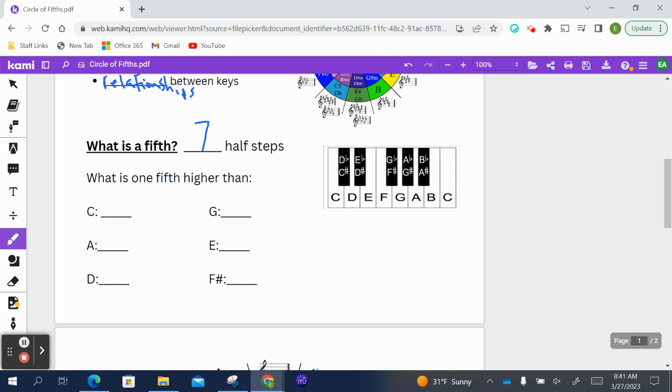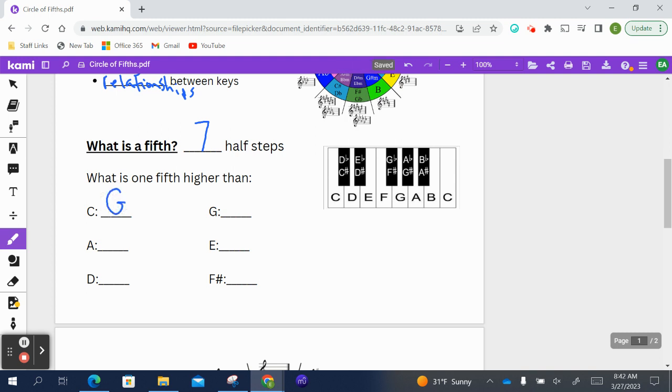The first question is, what is a fifth higher than C? So here's the note C. We've done a lot of half step and whole step practice. Let's go up 7 half steps. 1, 2, 3, 4, 5, 6, 7. A fifth higher than C is a G.